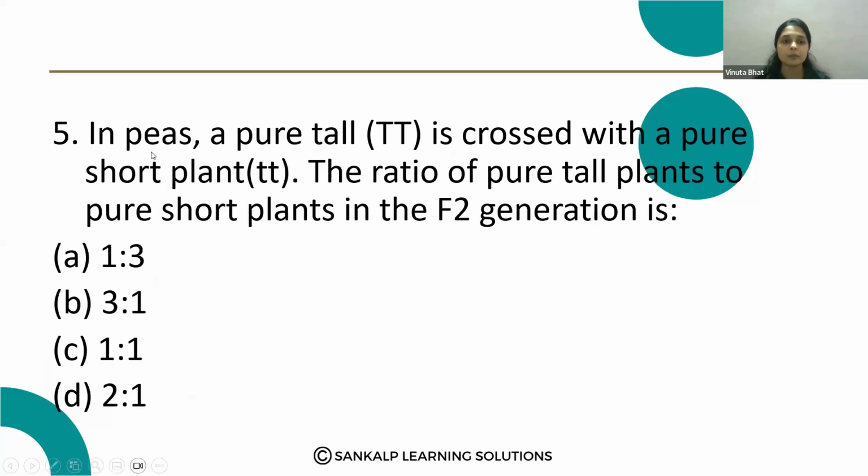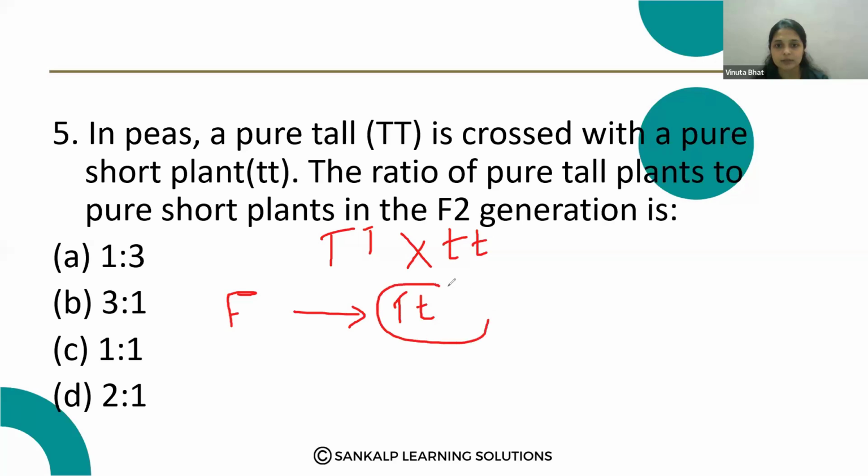Next question. In peas, a pure tall TT is crossed with a pure short plant, that is small t small t. The ratio of pure tall plants to pure short plants in the F2 generation is, okay, yes, in the F1 generation, capital T crossed with small t. So in the F1 generation, all plants have capital T small t, which means all are tall plants with heterozygous condition.